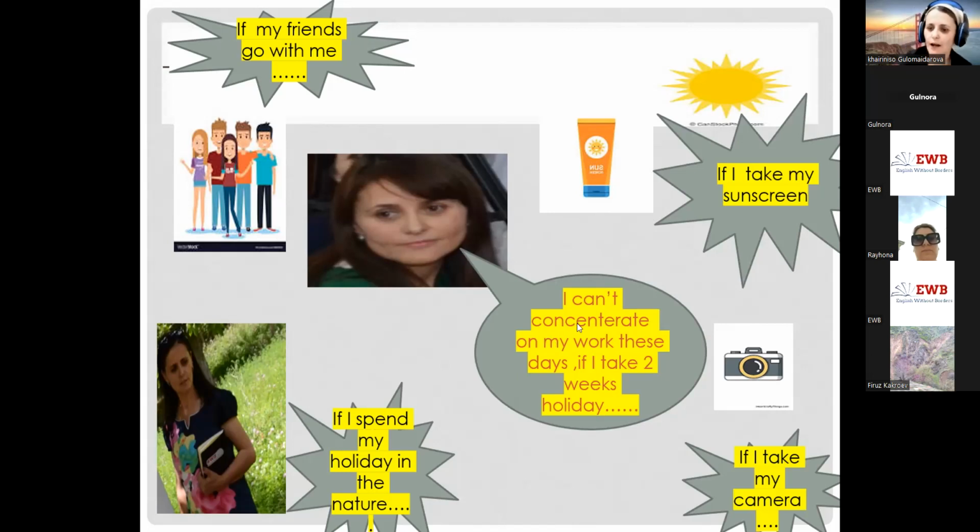Okay, the question here: I can't concentrate on my work, so what should I do with that? And if I take a 2 weeks holiday, what will happen? If my friends go with me on holiday, what will happen? What do you think? And if I take my sunscreen, what will happen? And is it okay for me to take my camera? And what do you think about spending my holiday in the nature? So what will happen? What do you think?